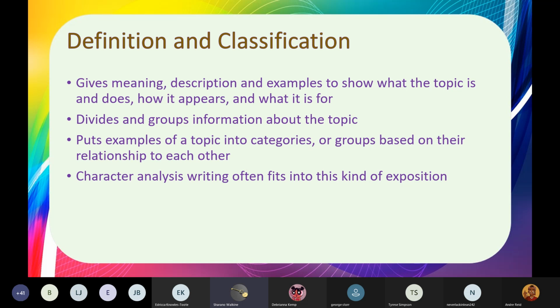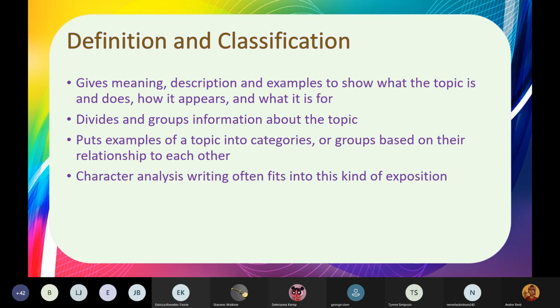It also divides and groups information about the topic. We saw that. It puts examples of a topic into categories or groups based on their relationship to each other. We also saw that. And we also saw that character analysis writing often fits this kind of exposition. And it's not limited to fictional characters, like you may read a book like The Skin I'm In.